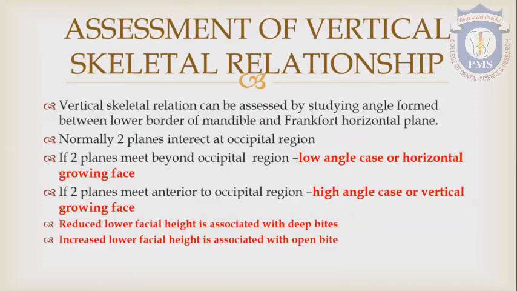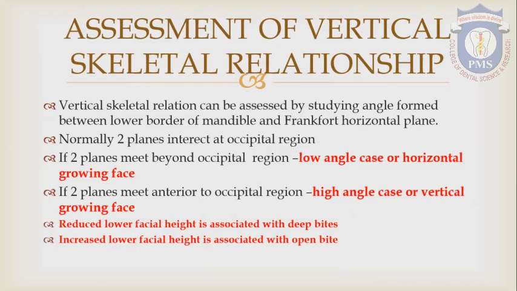Now, the assessment of vertical skeletal relationship. Vertical skeletal relationship can be assessed by studying the angle formed between the lower border of mandible and the Frankfurt horizontal plane. Normally, these two planes intersect at the occipital region. Now, these are all simple things that you can do during your case history, and I hope you practice this on a regular basis.